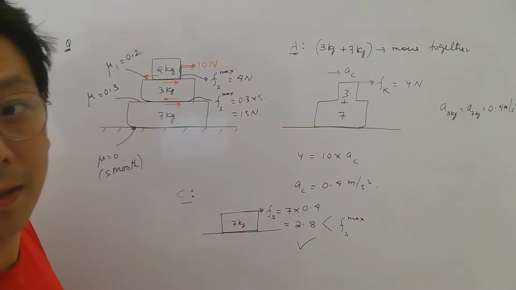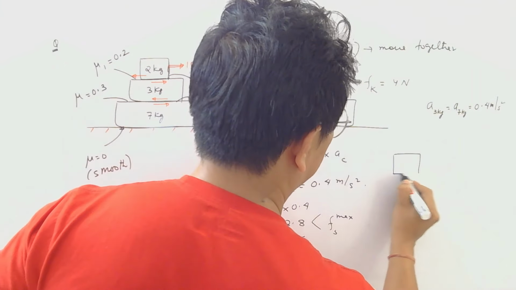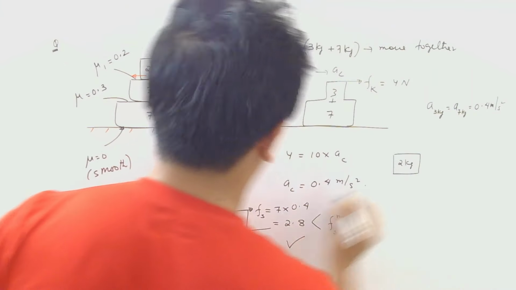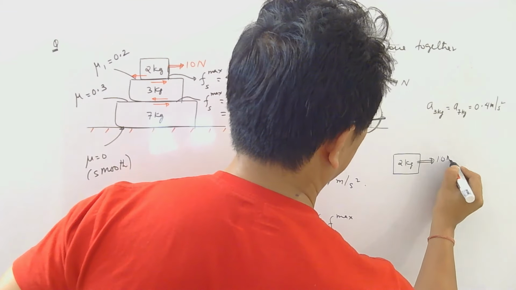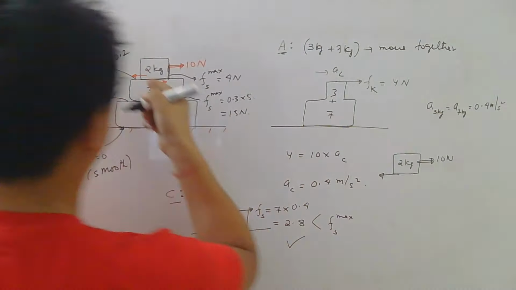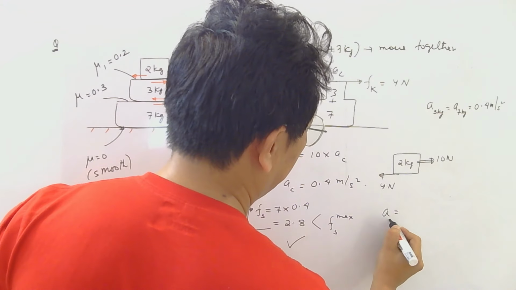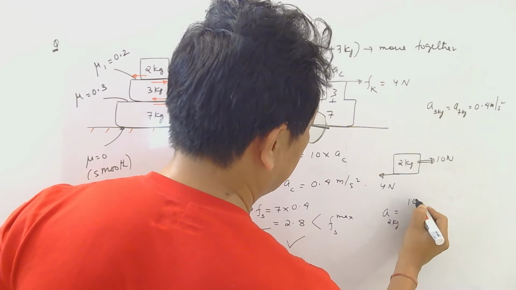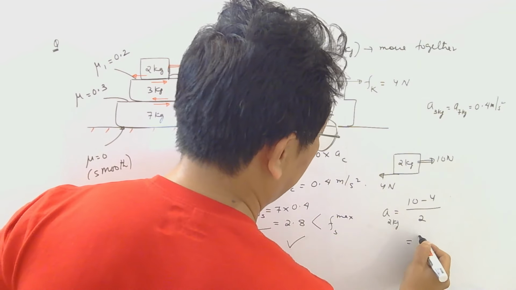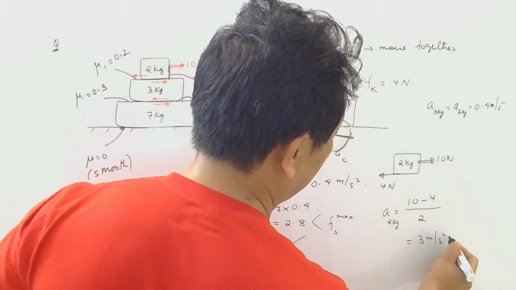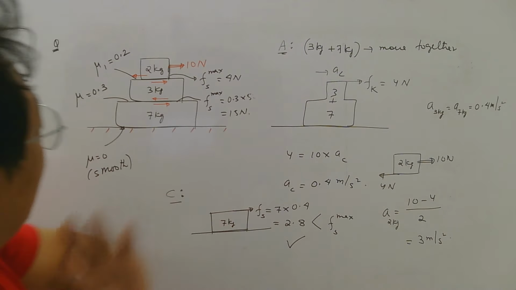Okay. What about 2 kg now? Now for 2 kg, draw the forces. Here 10 Newton. Here kinetic friction, which is maximum static friction. So acceleration of 2 kg will be, total force is 10 minus 4 divided by mass 2. 6 by 2 will be 3 meter per second square. So acceleration of 2 kg is 3 meter per second square.